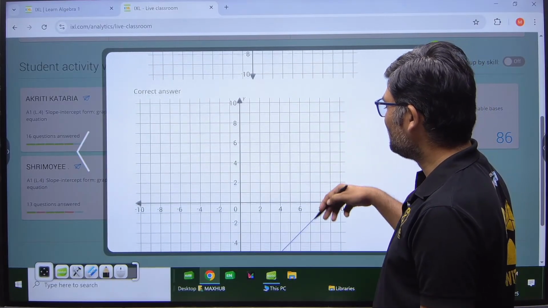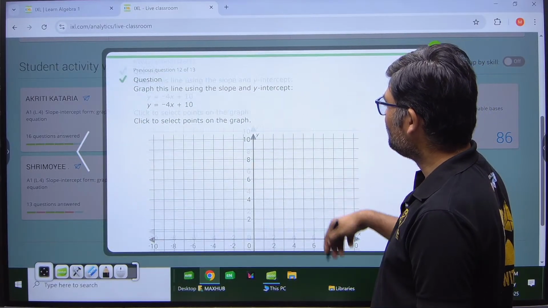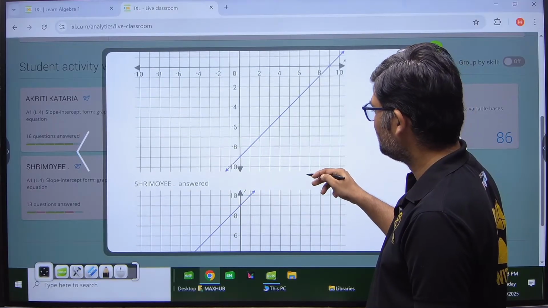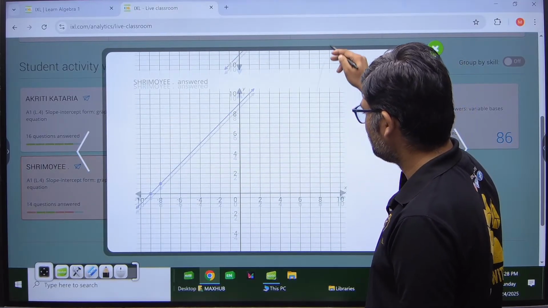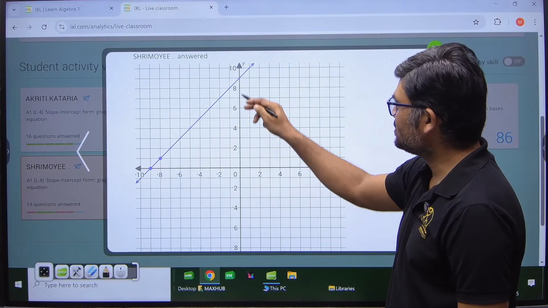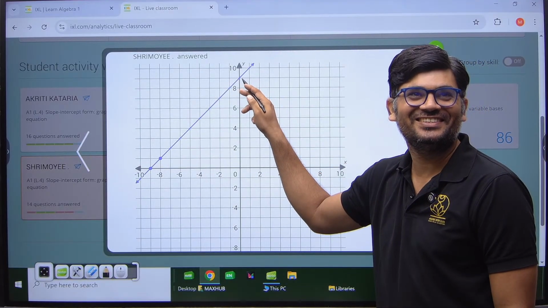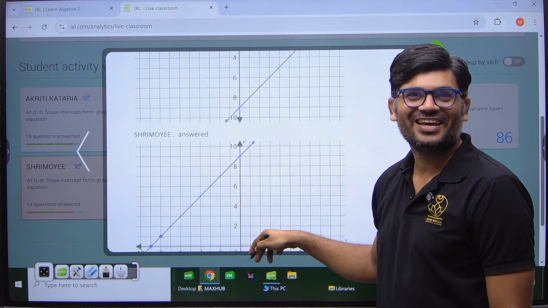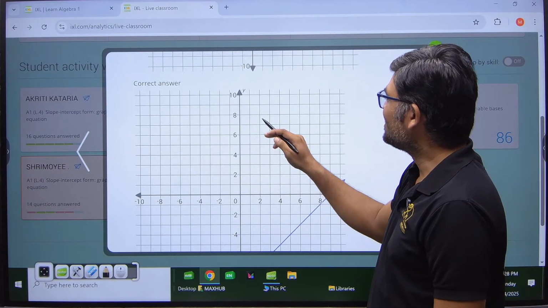So why, Shrimoy? Again you made up some positive? No, okay, it was a slight mistake only. The starting point has to be negative, instead you made it positive. Okay, this was your mistake. The starting point was your mistake.